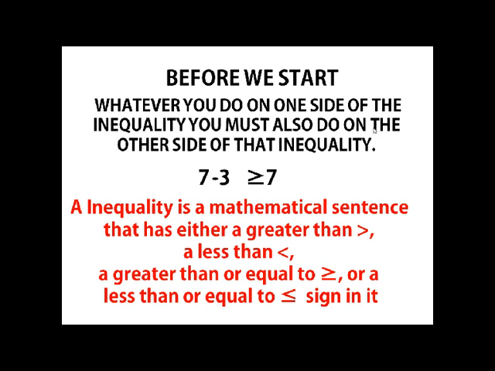This is true. But if I subtract 3 from this side and do nothing to the other side, I have 4 is greater than or equal to 7. And this is not true because 4 is neither greater than nor equal to 7. So if I'm going to subtract 3 from this side, I must also subtract 3 from this side in order to keep the inequality true.